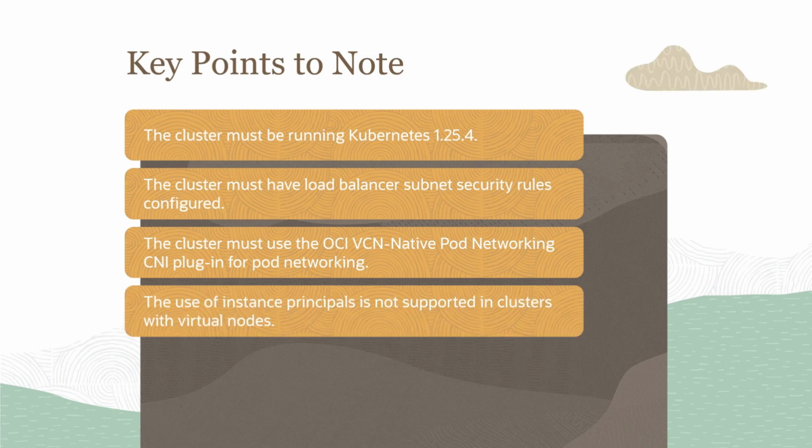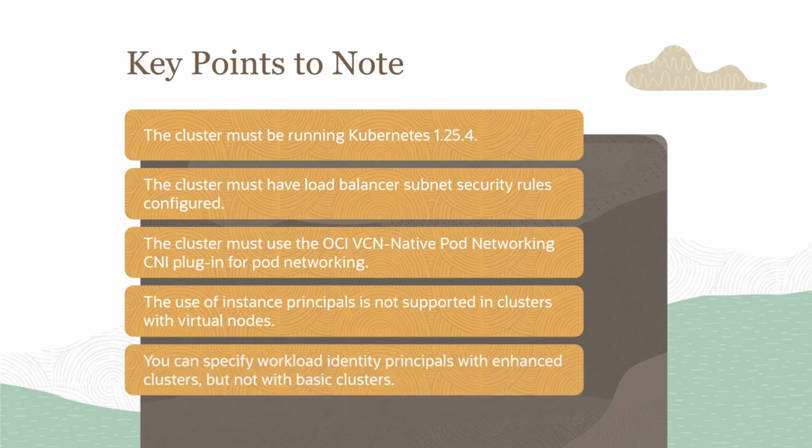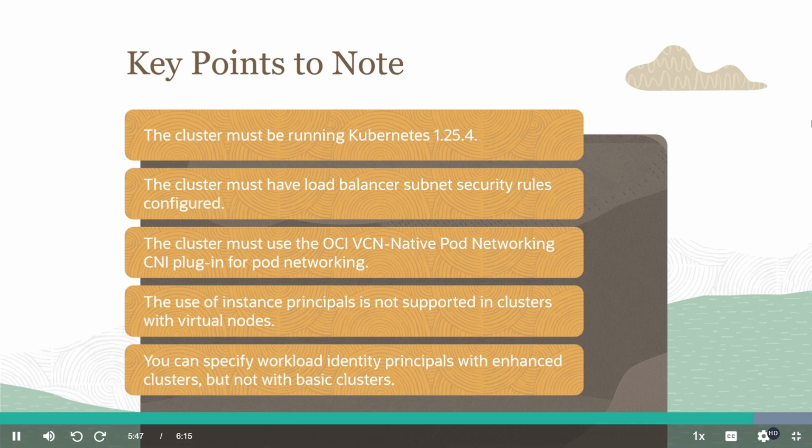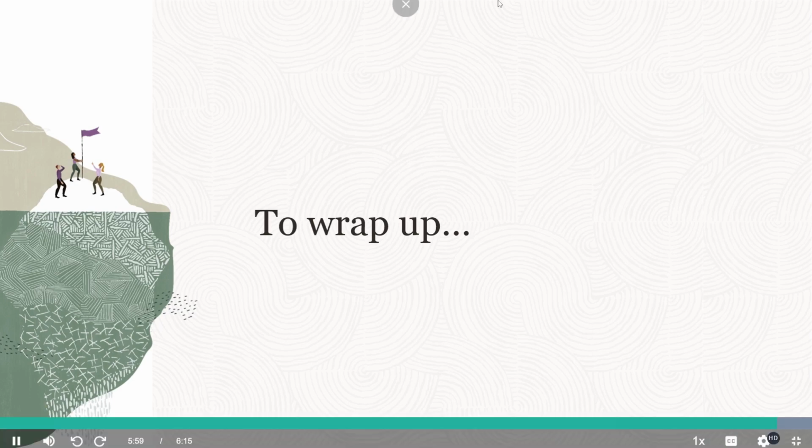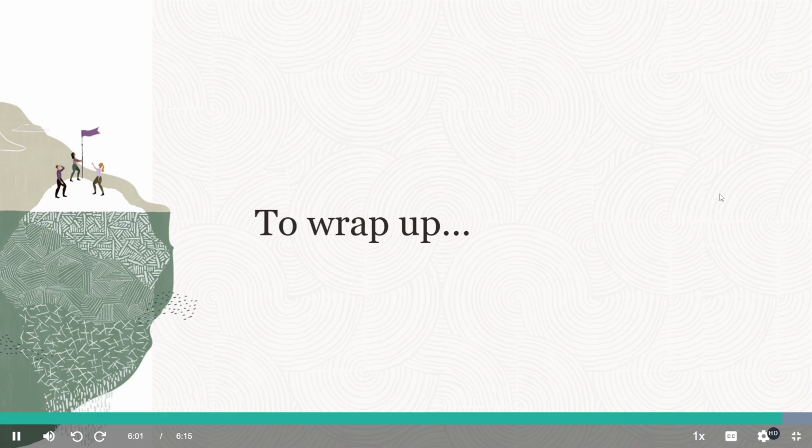The use of instance principals to enable the OCI native ingress controller to access OCI services and resources is not supported in clusters using virtual nodes. Another thing to note is you can specify workload identity principals only with enhanced clusters and not with basic clusters. With this, we come to the end of this lesson where we saw how to configure the OCI native ingress controller on your container engine for Kubernetes clusters.